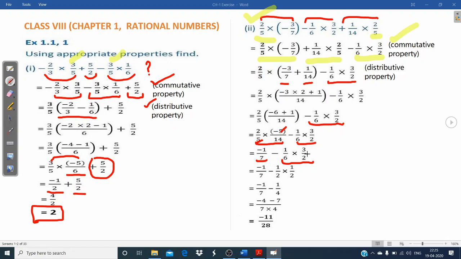So when you solve this, 3 ones are 3, 3 twos are 6. So here you will get 1 by 2 into 1 by 2. Later this will be converted into 1 by 4 minus 1 by 7. Later again you have to take the LCM.